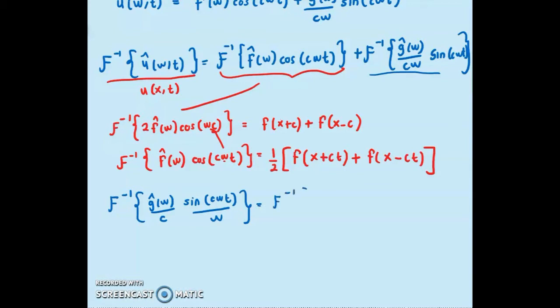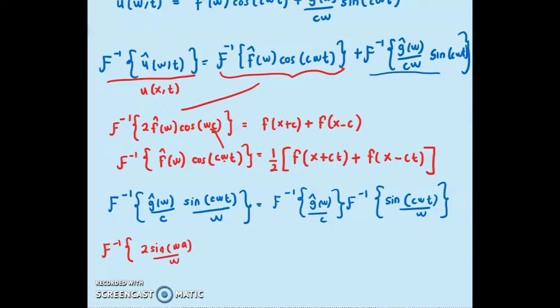So we have the Fourier inverse of g hat omega over c, and the Fourier inverse of sine c omega t over omega. Now you can find this in the table. I'm just going to write it here, maybe in red. The Fourier inverse of 2 sine omega a over omega is given by h of x plus a minus h of x minus a.